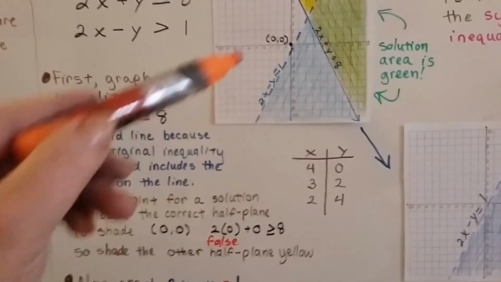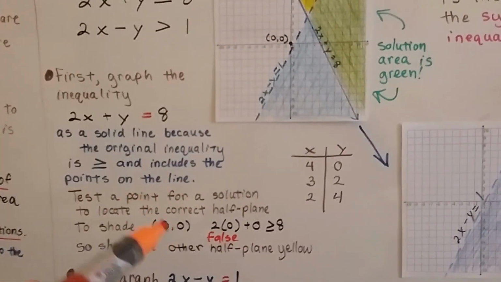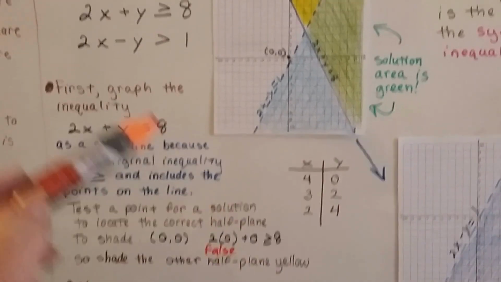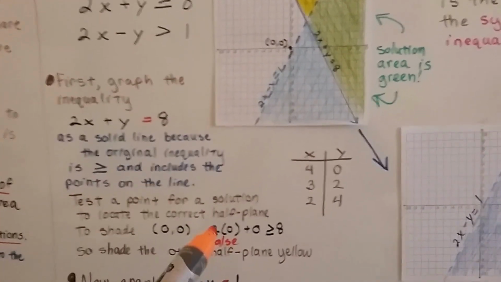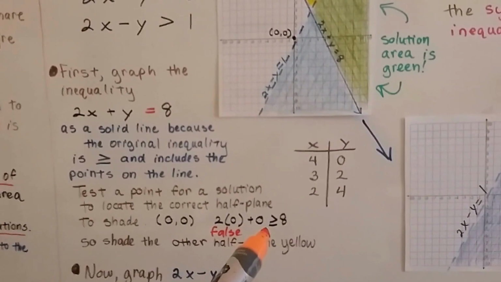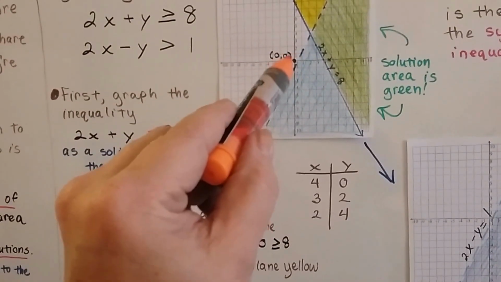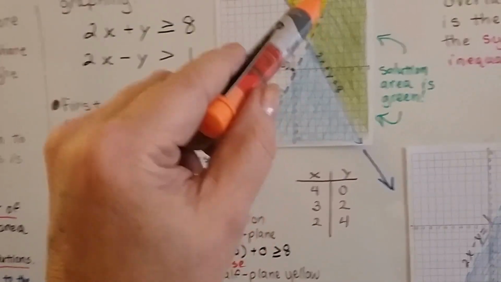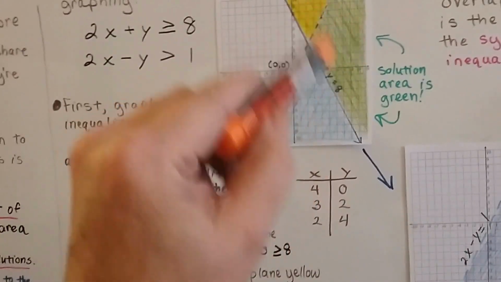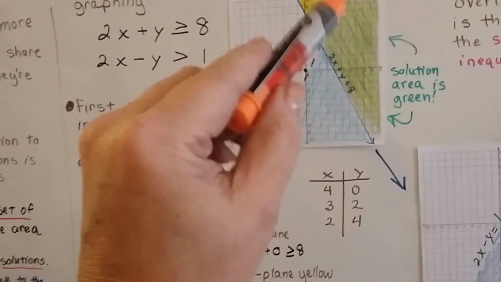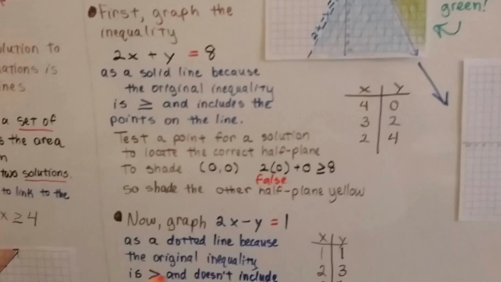So I use 0, 0, and plugging 0, 0 into this inequality came out false because 2 times 0 plus 0 is not greater than or equal to 8. So 0, 0 is not in the correct half plane. So this is the solution area, okay? That's the half plane that contains the solution. So now we do the other one.